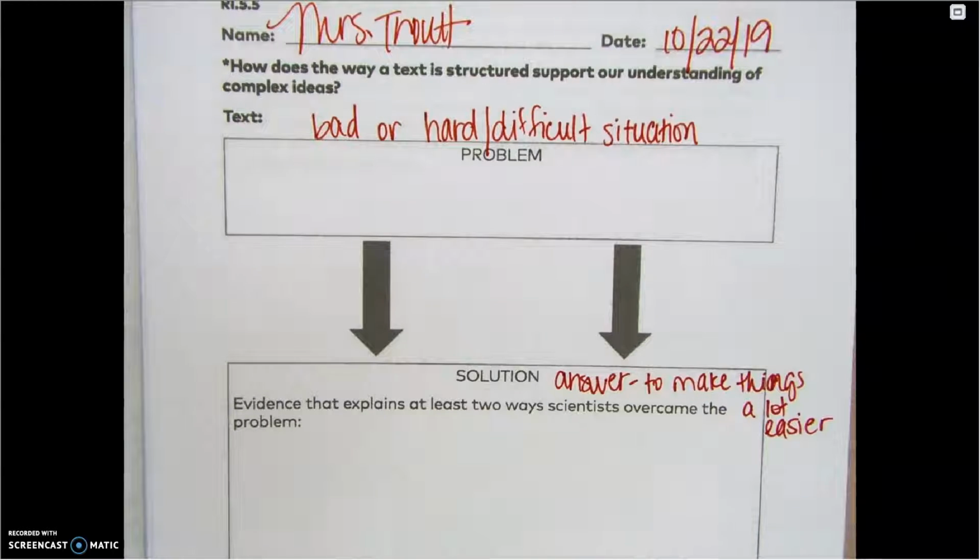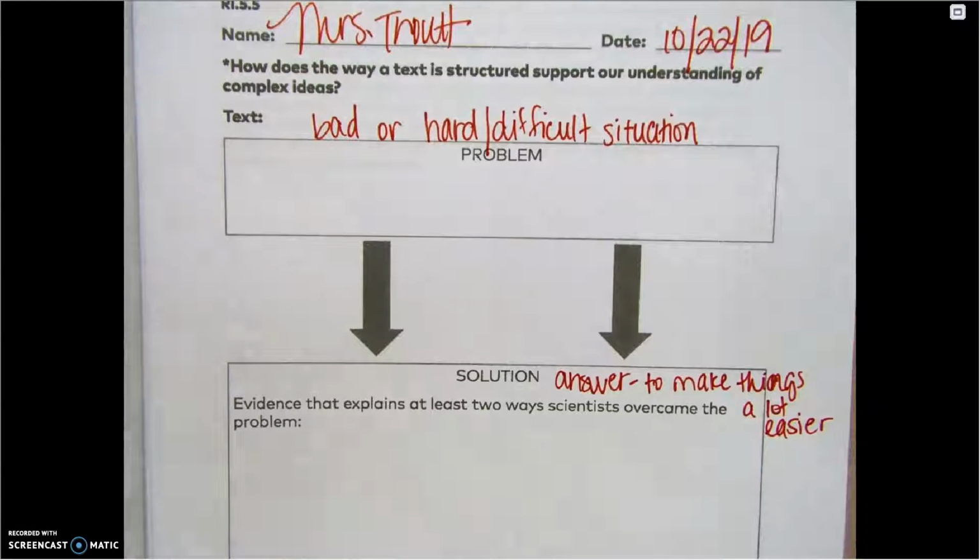So I'm giving you notes to copy for the problem and solution. And just to reiterate what we had said, we said a problem is just something that is difficult. Sometimes it's a bad situation. Sometimes it's just a situation that's hard. And every problem has a solution. And that solution is our answer. It makes things a lot easier. Braxton, back there. Down.